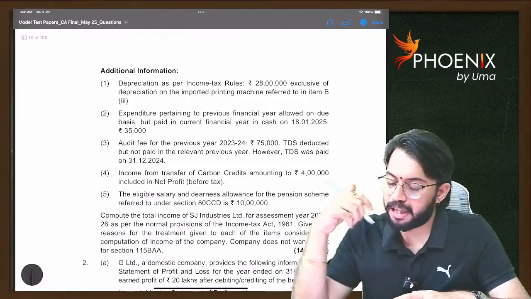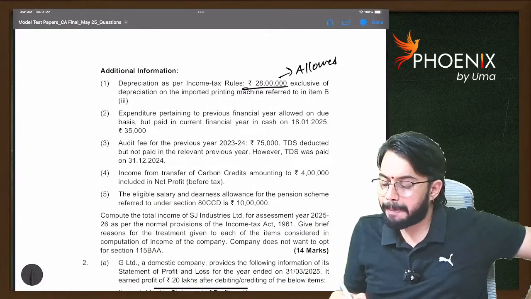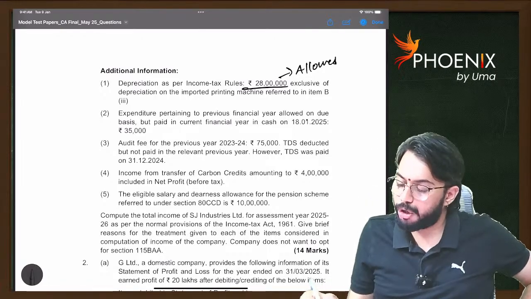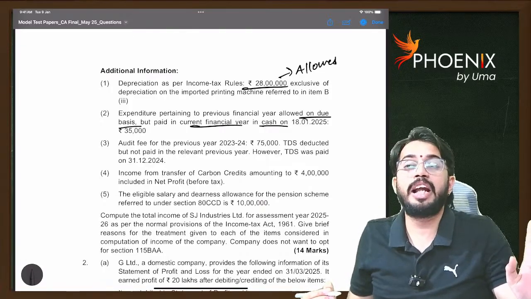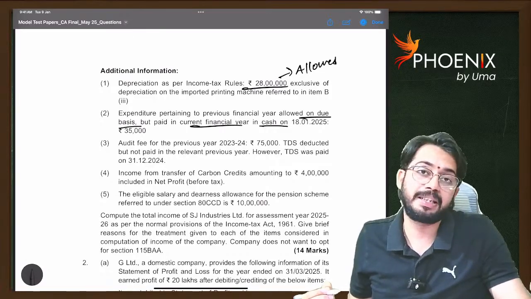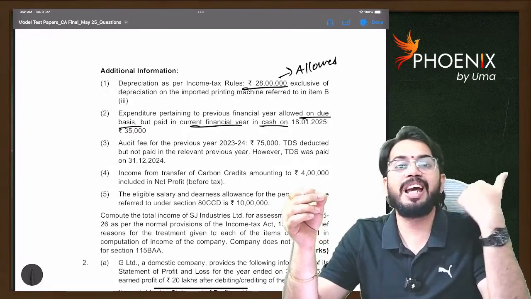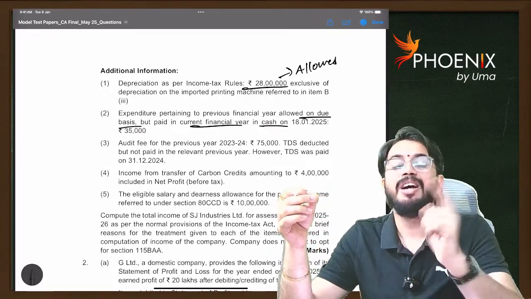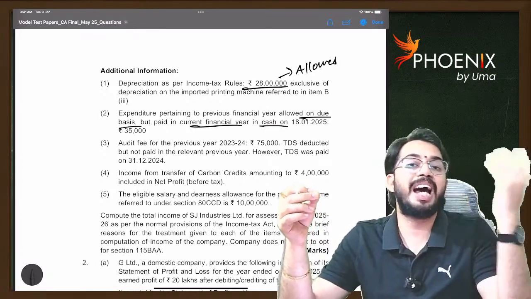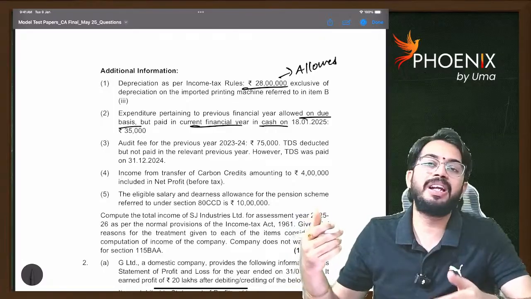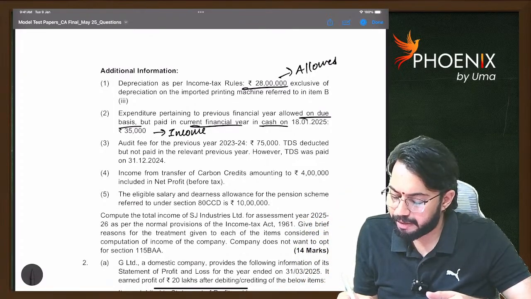Next, additional information. Depreciation as per income tax rules. This is allowed as deduction. Expenditure pertaining to previous financial year allowed on due basis but paid in current financial year in cash. See, in the earlier year, that expenditure was claimed as deduction on accrual basis. In the current year, it is paid, but it is paid in cash. So in the earlier year, he claimed deduction. In the current year, more than 10,000, he is making cash payment. So whatever expenditure was allowed earlier is disallowed in the current year, and it will be recognized as income in the current previous year.